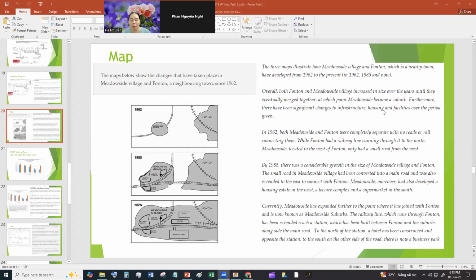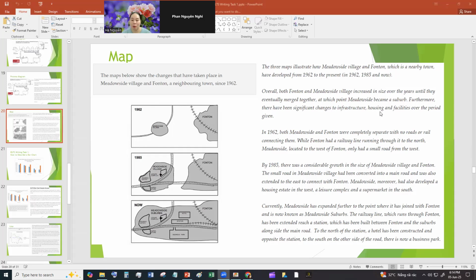Now, how many body paragraphs are there? There are three body paragraphs. And why are they divided so? Because it's matched with the pictures, with three pictures.